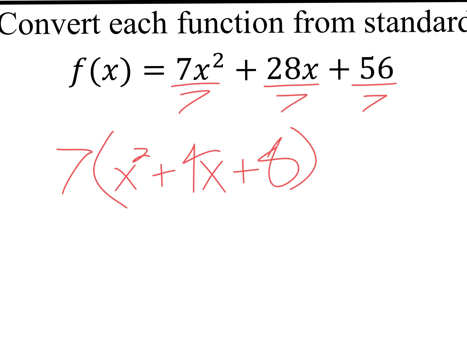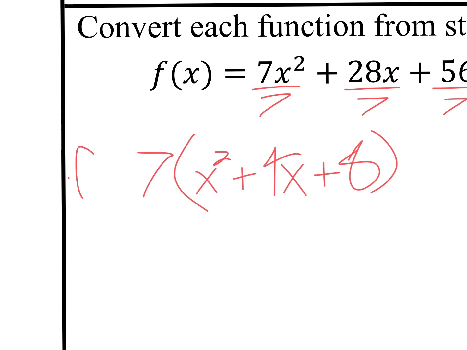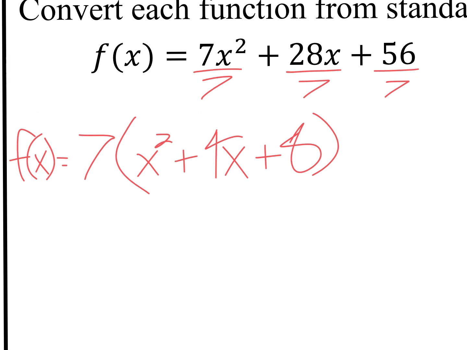And don't forget your f of x. You want that 7 on the outside because you don't want to technically change anything. If you were to distribute this, it would go right back to the original. If you were to work this problem out backwards, it always goes back to the original. So anyway, I'm going to focus my attention now on what's left in the parentheses.